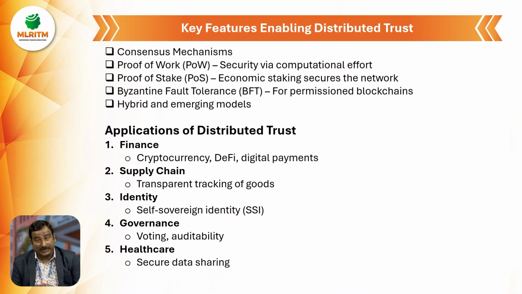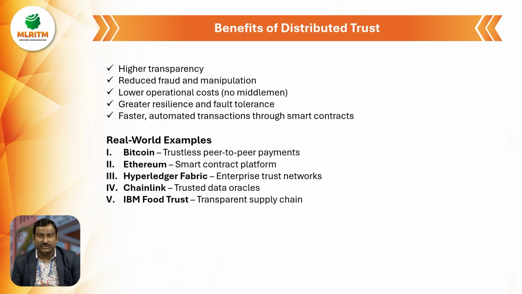Supply chain: transparent tracking of goods. Identity: self-sovereign identity. Governance: voting and auditability. In voting, for example, double voting can be identified using blockchain technology. Healthcare: hospitals use blockchain technology for secure data sharing.